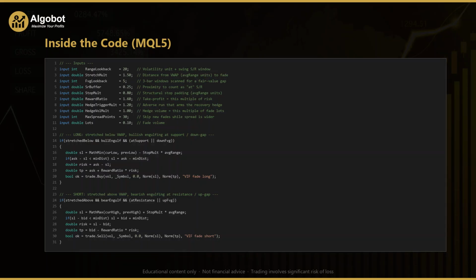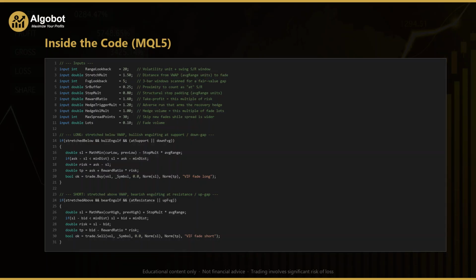The condition reads, if stretch below is true, and a bullish engulfing is true, and either at support or a down fair value gap is true. When all of that holds, the code calculates the stop loss as the minimum of the current and previous lows, minus the stop multiple times average range. It works out the risk as the distance from the ask price to that stop, then sets the take profit at the ask plus the reward ratio times risk. Finally, trade.buy sends the order with that stop and target.